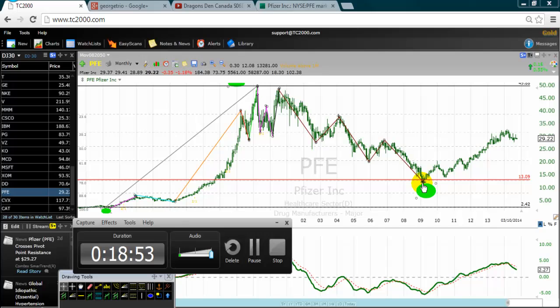Timing is the most important thing. But with this method, one should be able to time the market more accurately using Fibonacci and the Elliott wave and the 78% Fibonacci retracement level. So the quickest way to select this stock is to scan for the 78% Fibonacci retracement level on the monthly chart.